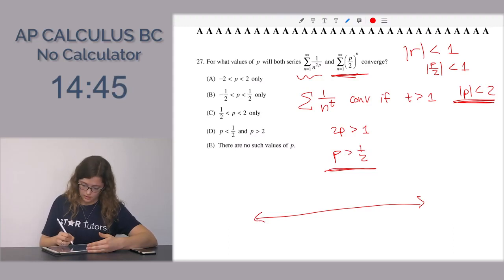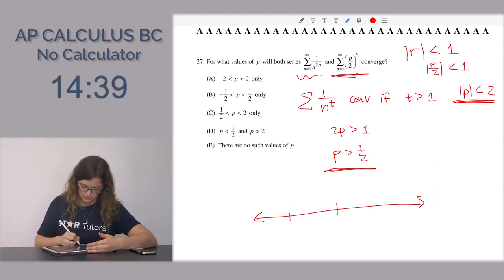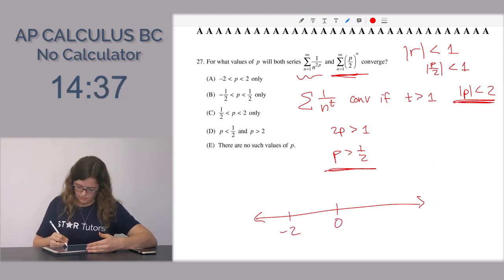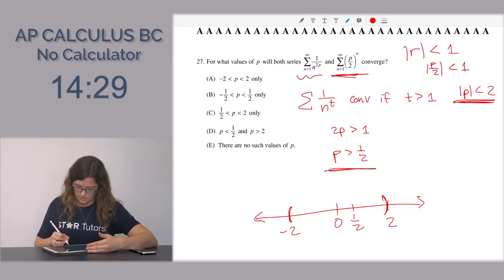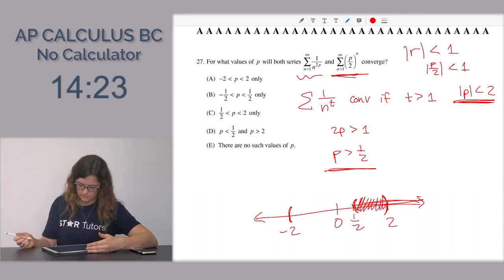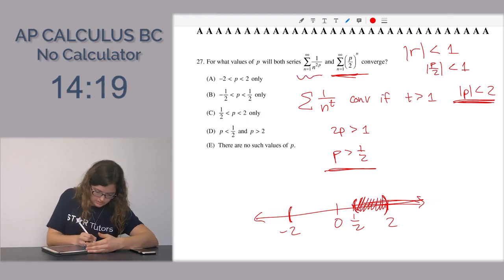I'm going to draw a number line to help me figure that out, because pictures always help. So we've got absolute value of p less than 2. That's anywhere from -2 to 2. So I've got -2, let's say this is 0, all the way to 2. That's the first interval, here to here. And then the other one is p bigger than 1/2. So 1/2, and it's bigger than it. So the overlap then is just 1/2 to 2. 1/2 to 2 only, C.